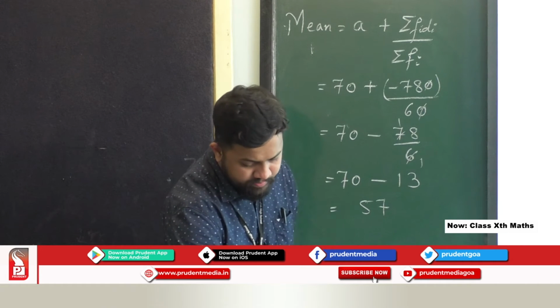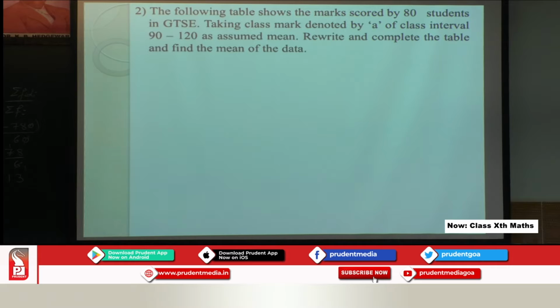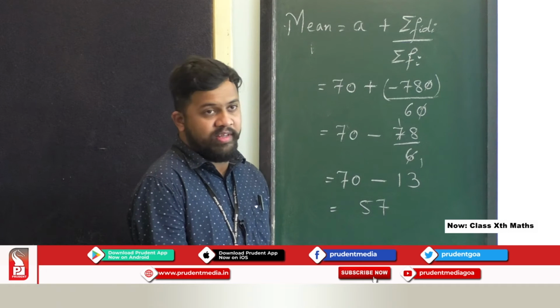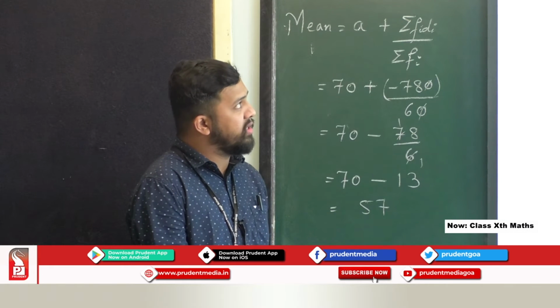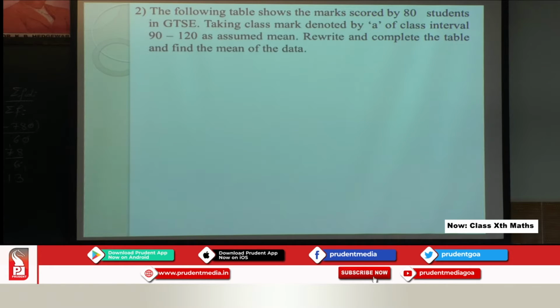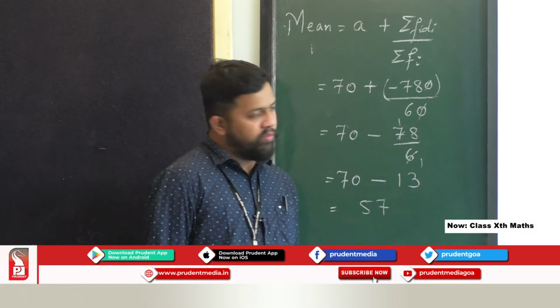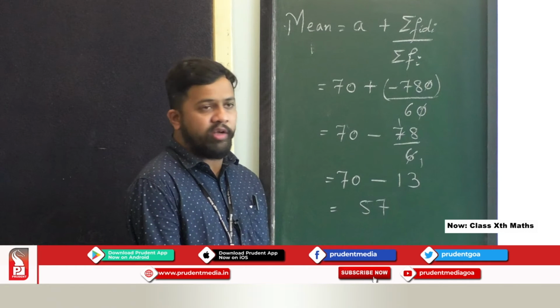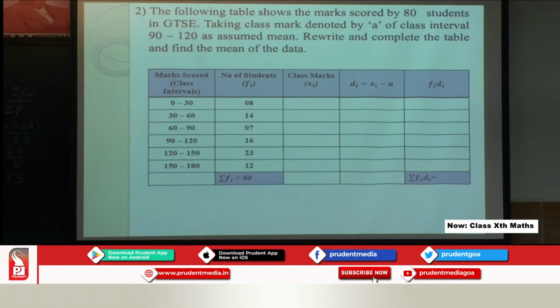Let's take the second problem. The second question is: the following table shows the marks scored by 80 students in GTSE, the Goa Talent Search Examination, taking the class mark denoted by A of the class interval 90 to 120 as the assumed mean. Rewrite and complete the table and find the mean of the data. The table will be provided to you. We should write this table back on our paper and do the calculations. 3 columns you have to fill up.